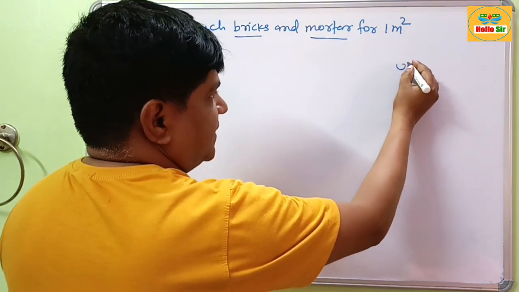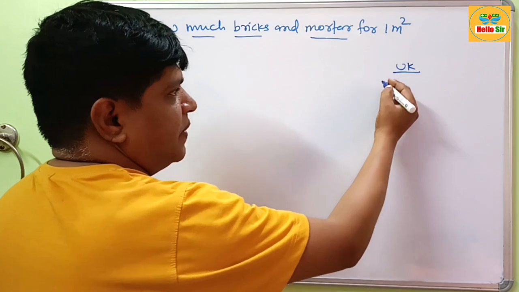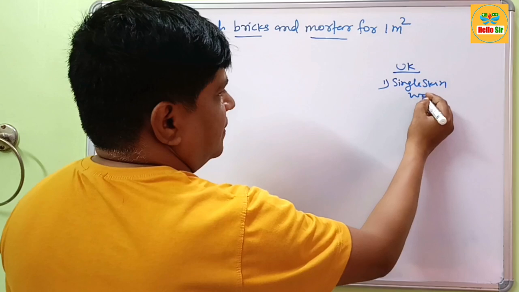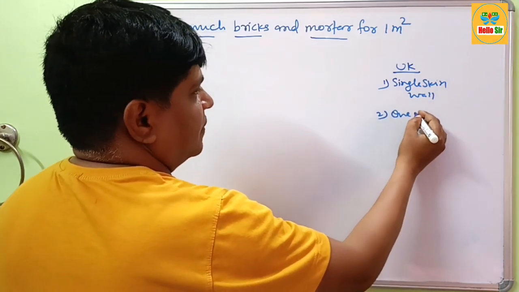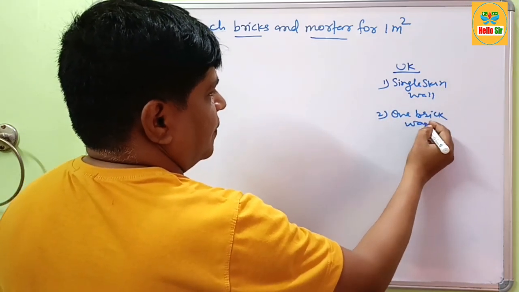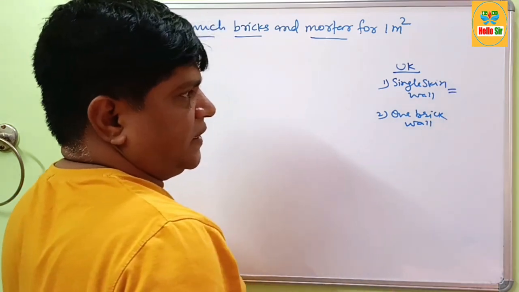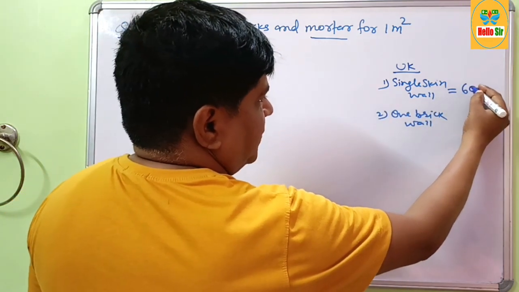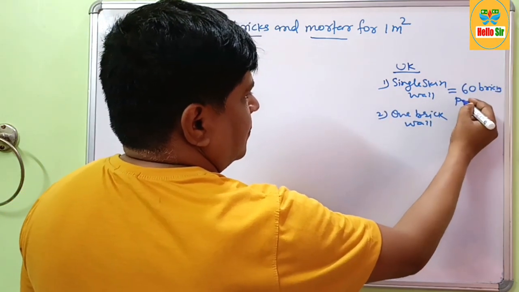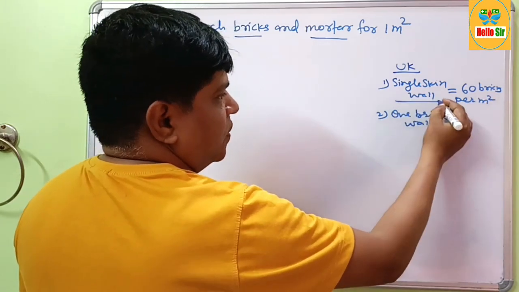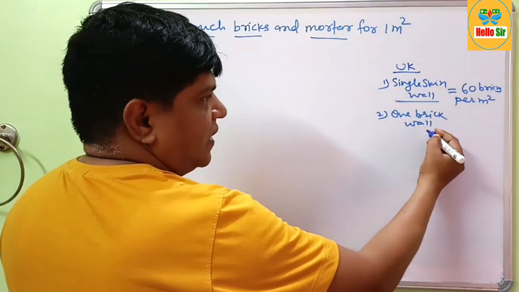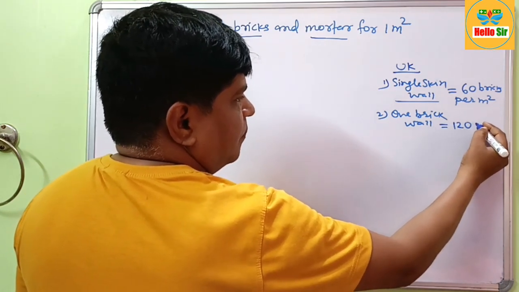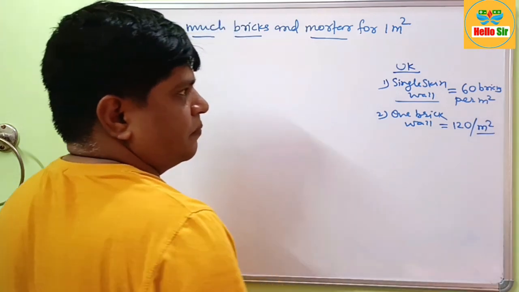As per UK practices, there are 2 types of brick wall. First is the single skin wall, and second is the 1 brick wall. If you calculate a single skin wall, you find about 60 bricks per square meter. It is also called a half brick wall. And a 1 brick wall has about 120 bricks per square meter of brick wall.